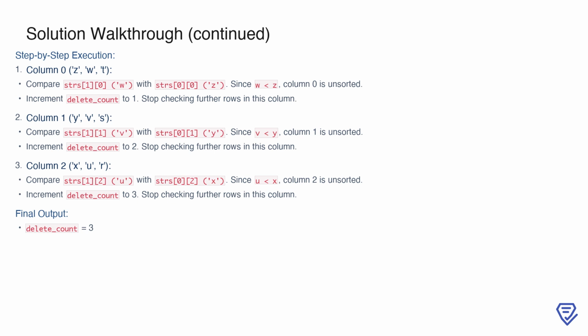Finally, for column 2, the characters are X, U, and R. Comparing U with X, we find that U is less than X, so column 2 is unsorted as well. We increment delete_count to 3. At the end of this example, all columns are unsorted, and the total delete_count is 3.